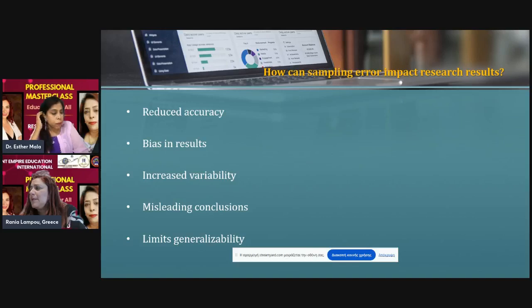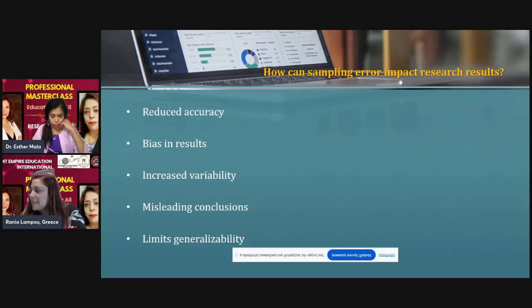Although sampling error itself is random, if the sample is small or not well chosen, the sample might systematically differ from the population in ways that bias the results. Sampling error also increases the variability or uncertainty around the estimate. This means repeated samples could give different results, reducing confidence in findings. Then, misleading conclusions. If the sampling error is large and not accounted for, researchers might wrongly conclude that the treatment relationship exists or fail to detect one that does exist, Type 1 error or Type 2 error.